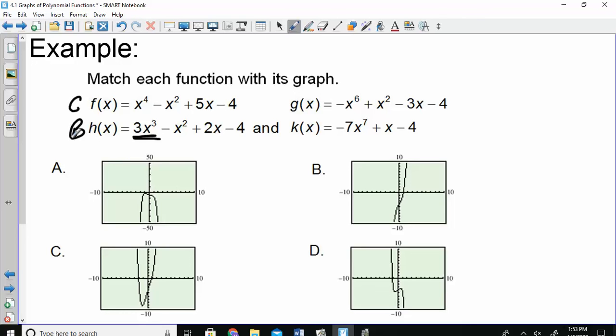Alright, G, negative x to the 6. So even powers look like a parabola, but a negative flips it upside down. So it should be down, down, so that's graph A. And K, negative 7x to the 7. So an odd power looks like a cube, but the negative flips it, so it's up, down.